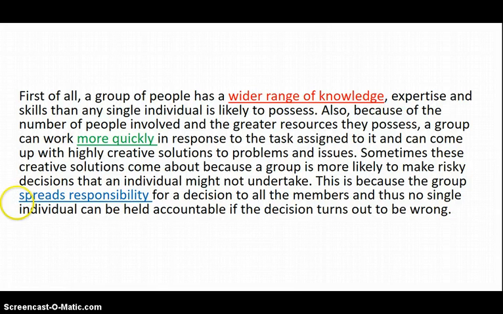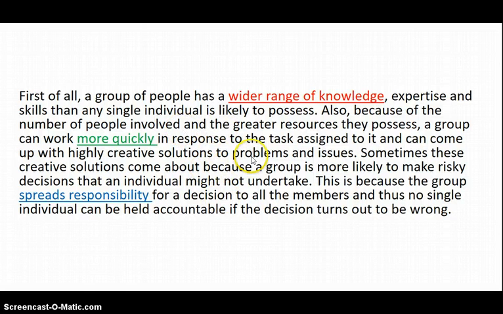This is because the group spreads responsibility for a decision to all the members, and thus no single individual can be held accountable if the decision turns out to be wrong. Okay, so as you can see, I've selected the important parts. The people have a wider range of knowledge and expertise, they work more quickly, and they spread the responsibility. These are the important parts.